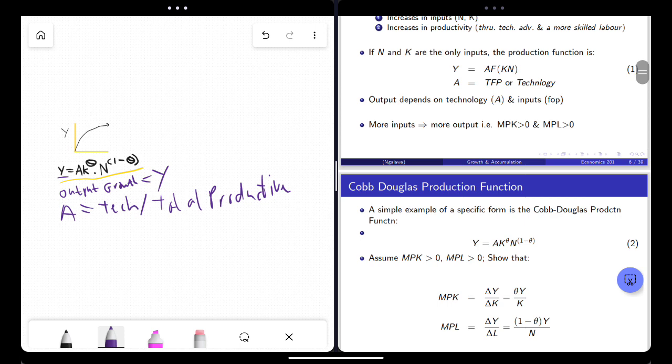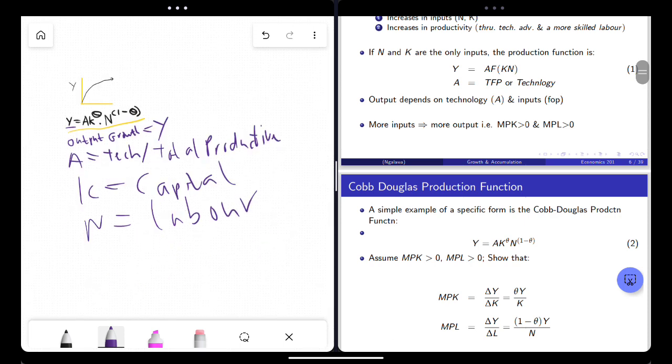And then what is K? K is capital, so all your machines in the business and whatever. And then N is labor, so the amount of workers you have. And then theta. Now theta is very important here. Theta tells you the share. K to the theta tells you the share of the capital, and then N to the 1 minus theta tells you the share of the labor. Now what does that mean?